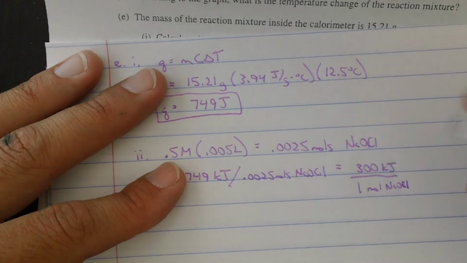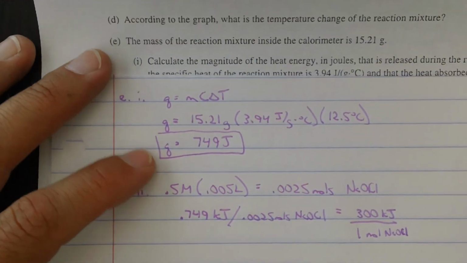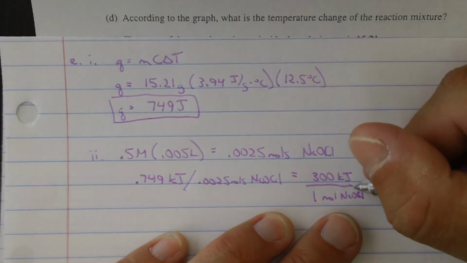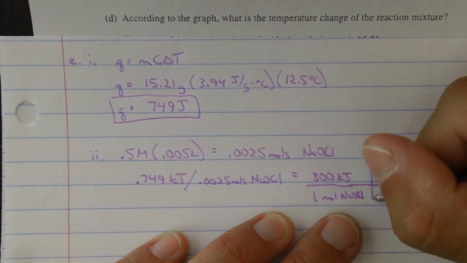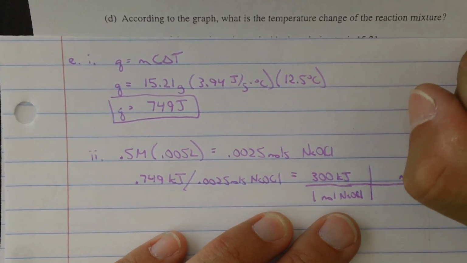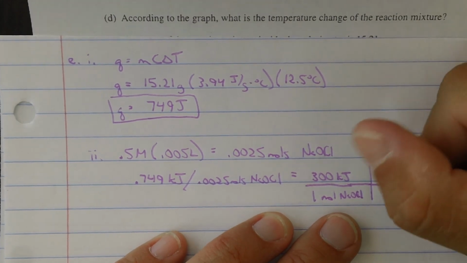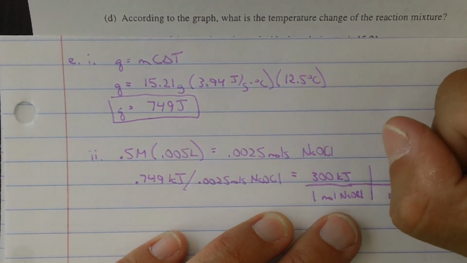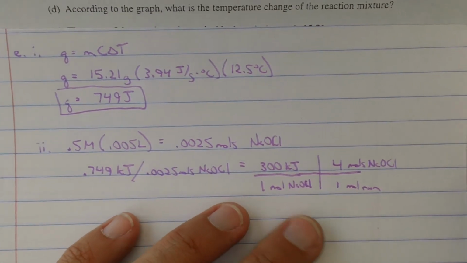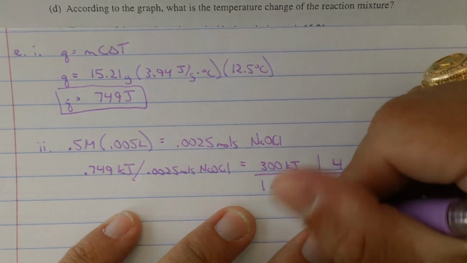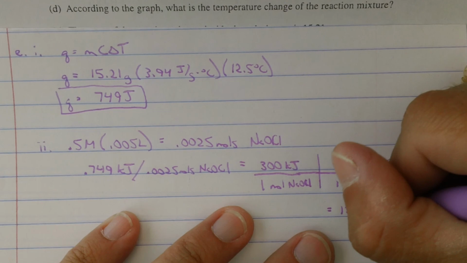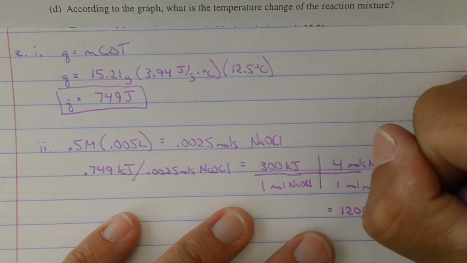That's per 1 mole. Here's the tricky part. Here's why they said using the balanced equation, because that's a mole of NaOCl. We need moles of reaction. And so for that reaction there were 4 moles of NaOCl. That's tough. That guy equals then 1200 kilojoules per mole of reaction.